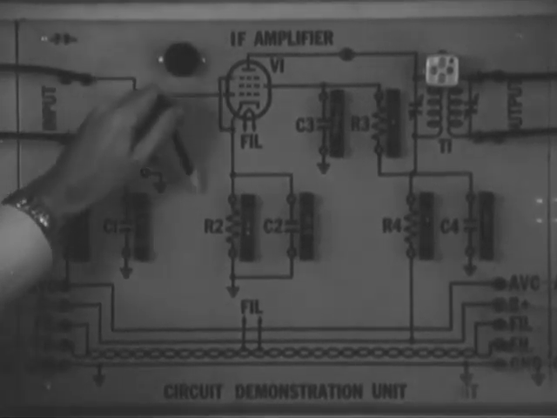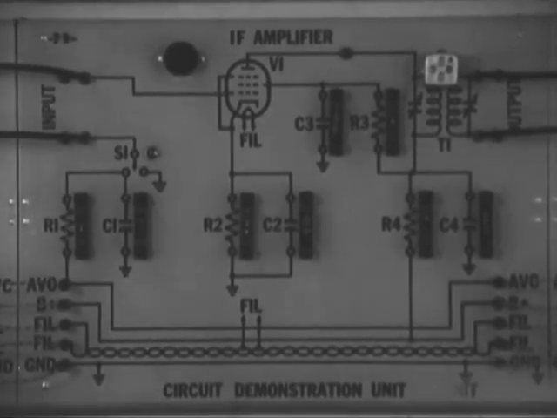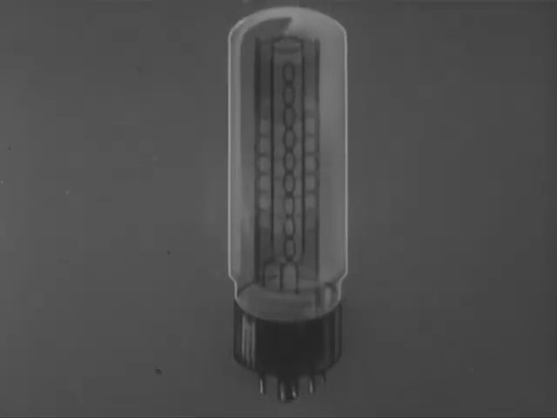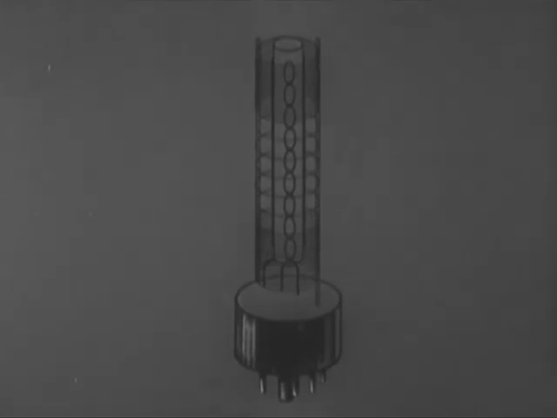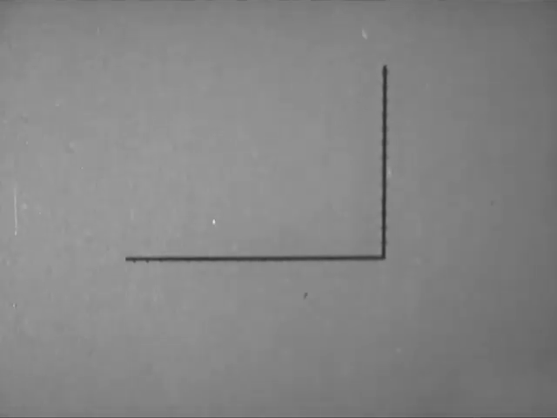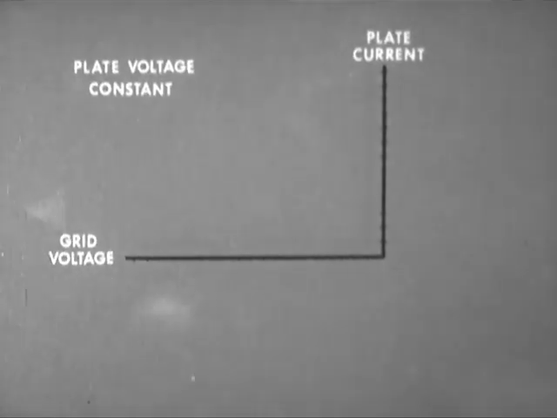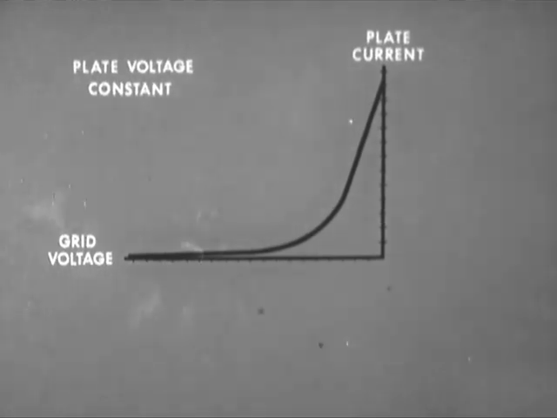The screen grid and suppressor change the shape of the characteristic curve and provide a much higher amplification factor. The type of pentode used here is known as a remote cutoff pentode. The control grid has been wound with closely spaced turns at the ends and widely spaced turns in the center. If we plot a curve of plate current against grid voltage with the plate voltage held constant, it would look like this. Cutoff bias for this tube is about negative 40 volts.